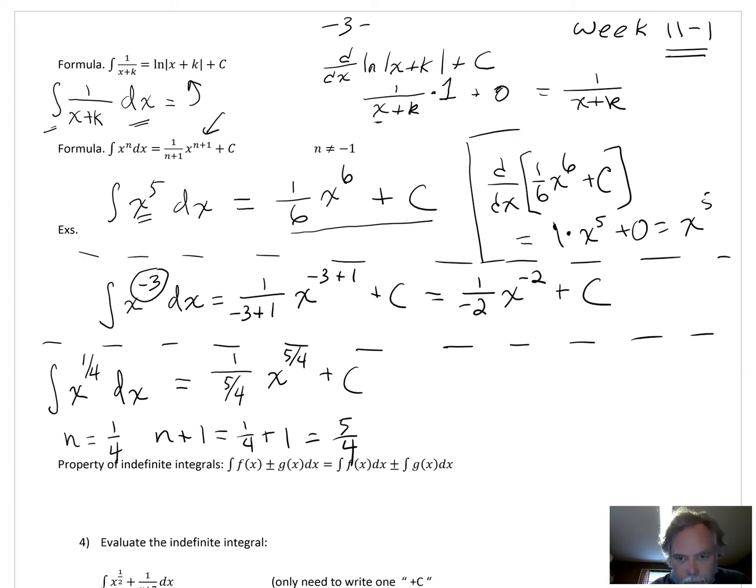Now the 1 over 5/4 we can clean up: keep, change, flip. Keep the 1, times 4/5, x to the 5/4 plus c. Now I'm going to leave it to you, but take the derivative of that, even just mentally, or write it off to the side, and make sure you get back to x to the 1/4.